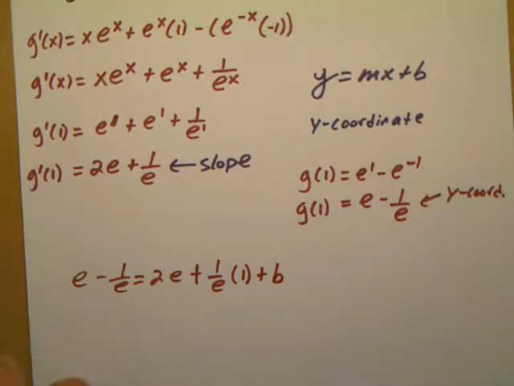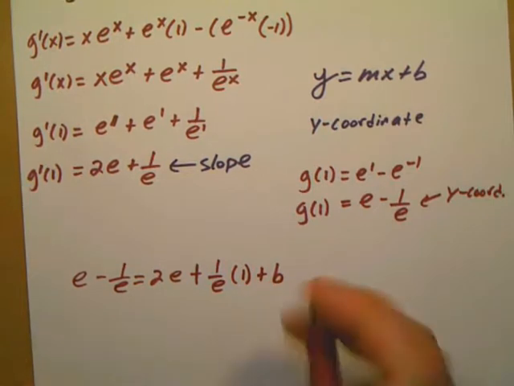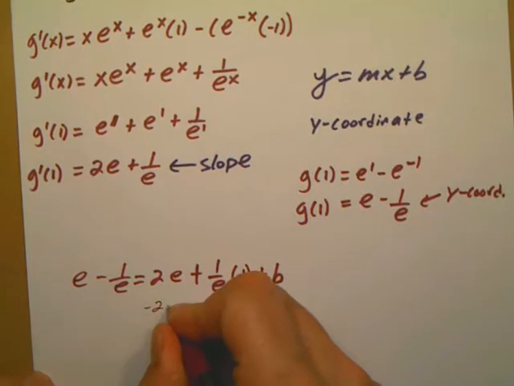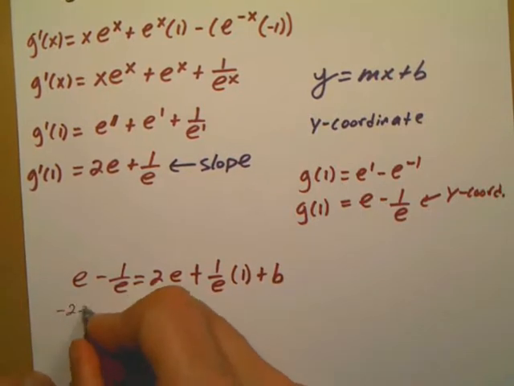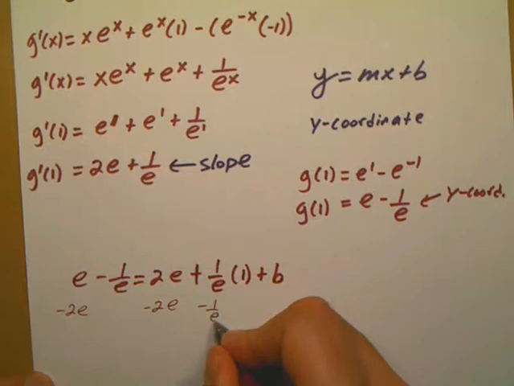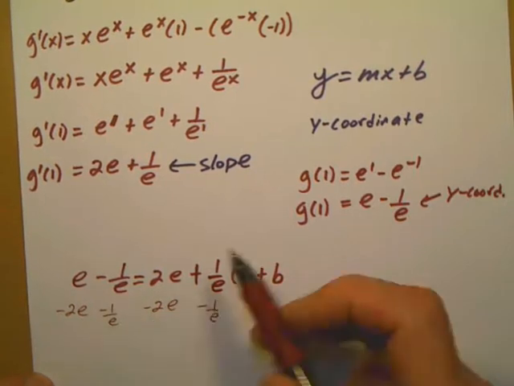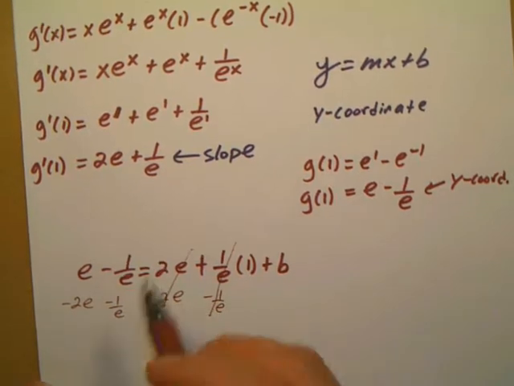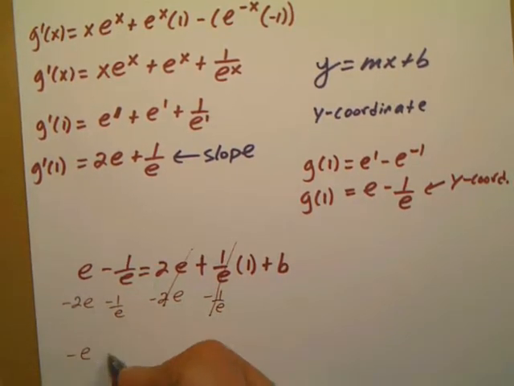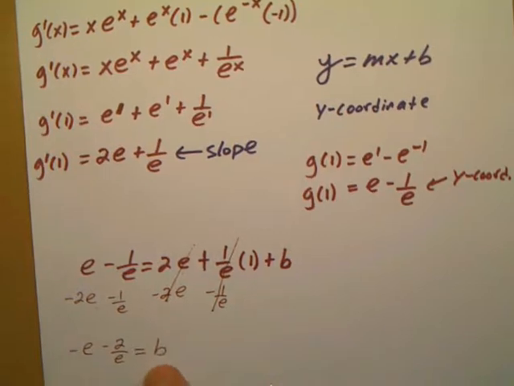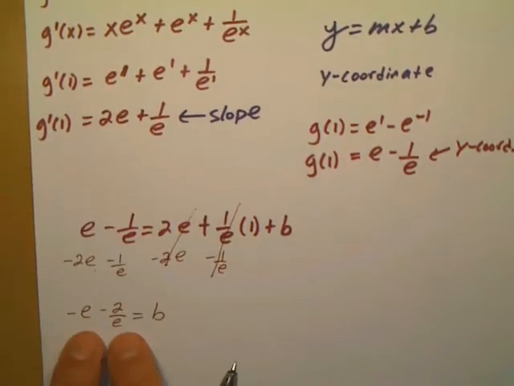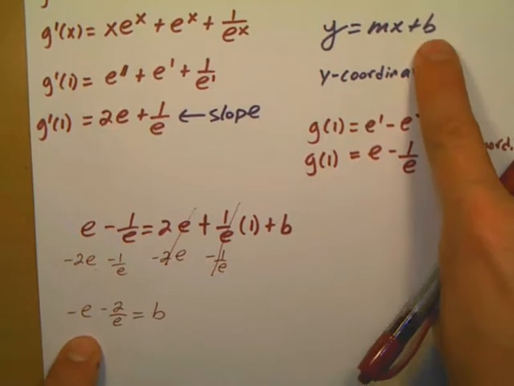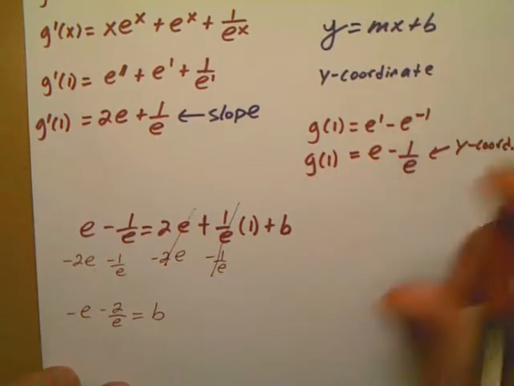And I'm solving for b, this y-intercept. So to isolate b, I'm going to subtract this 2e over and subtract this 1 over e. So that cancels off. So e minus 2e gives me negative e, and negative e minus 1 over e gives me negative e minus 2 over e. And this is my y-intercept. This is my last bit of the equation.